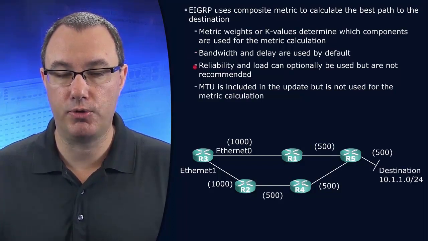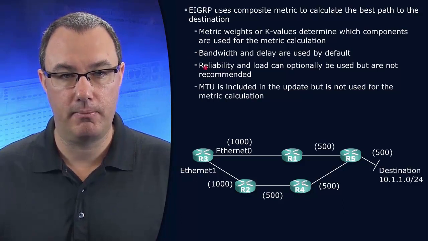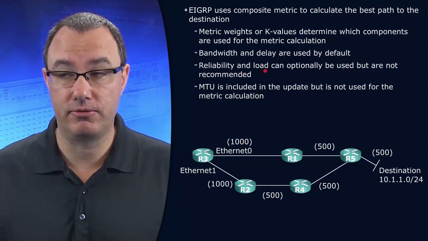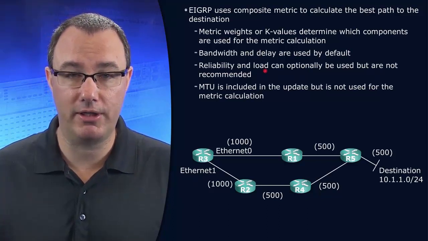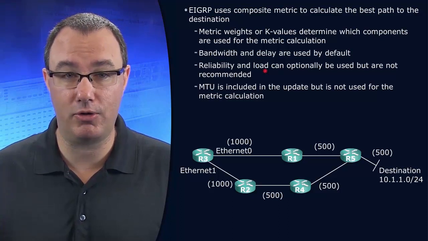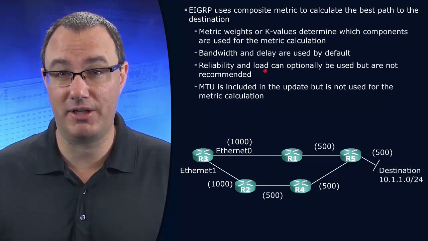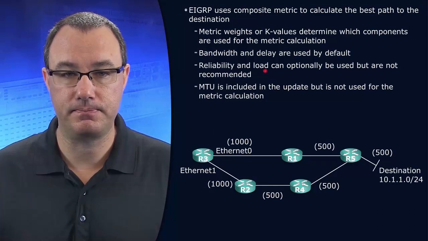And then we can turn on reliability and load if we want to, but we don't want to because they cause massive instabilities, because load changes based on how many packets are going through. Well, what if you have a loaded link and then you see an unloaded link and you move to that unloaded link because it's got a lower metric, and then it later becomes loaded again because you're using it now? That's a very dangerous thing.